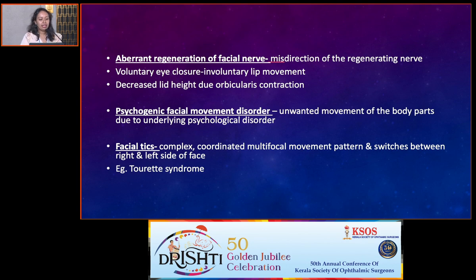So the other types are aberrant regeneration of the facial nerve. This is because of misdirection of the regenerating nerve, which is supposed to supply the orbicularis but supplies other parts of the face. So during voluntary eye closure, there will be involuntary lip movements. There will sometimes be decreased lid height due to orbicularis contraction. Psychogenic facial movement disorders are very rare, which are unwanted movements of the body parts due to an underlying psychological disorder. Facial tics are complex, coordinated, multifocal movement patterns that switch between the right and left side of the face. An example is Tourette syndrome.